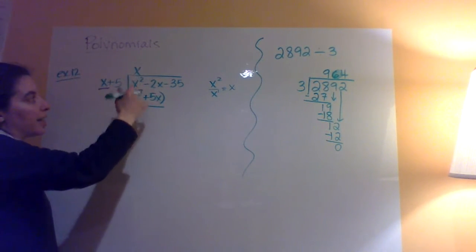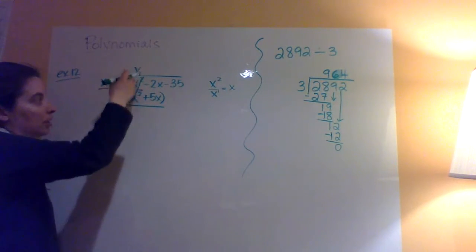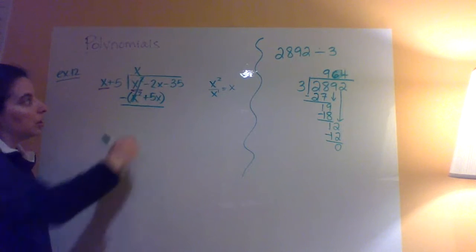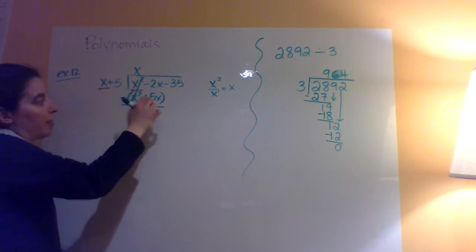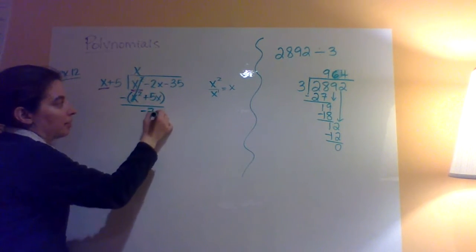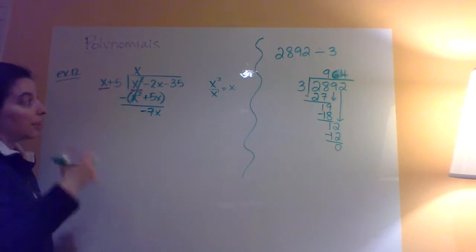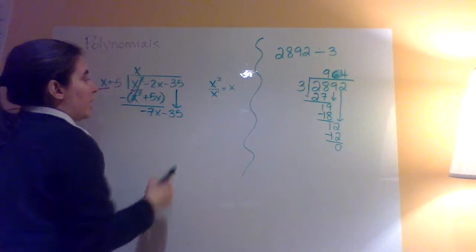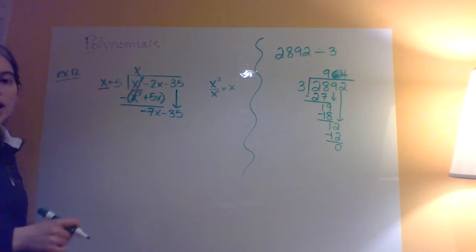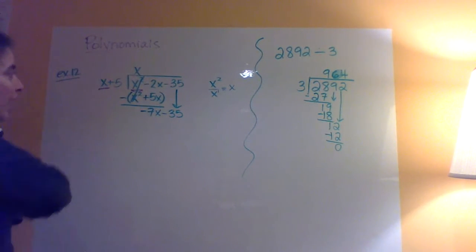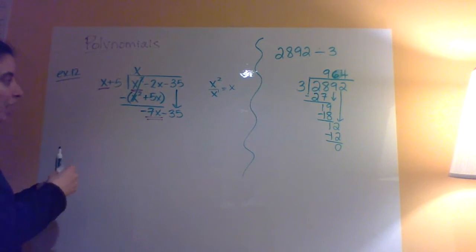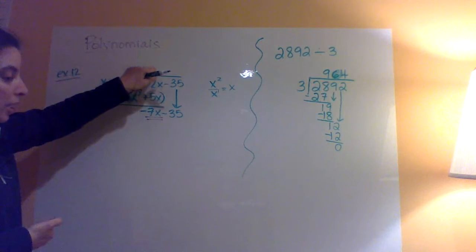X squared minus x squared. This first set of terms will always cancel out in polynomial division. Negative 2 minus 5 is going to be negative 7x. So I've subtracted. Now I bring down. And now I start again, just like I did there. And again, at this point, I'm only looking at the leading coefficient. So I'm only looking at the x and the negative 7x to figure out what's going up here.